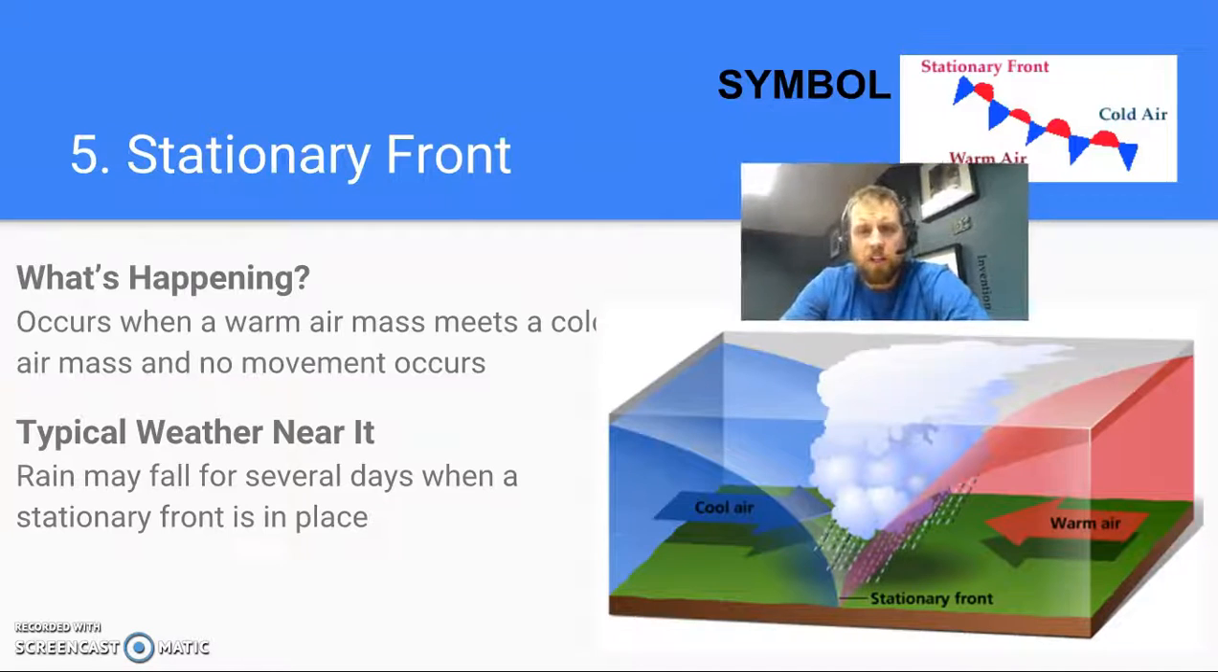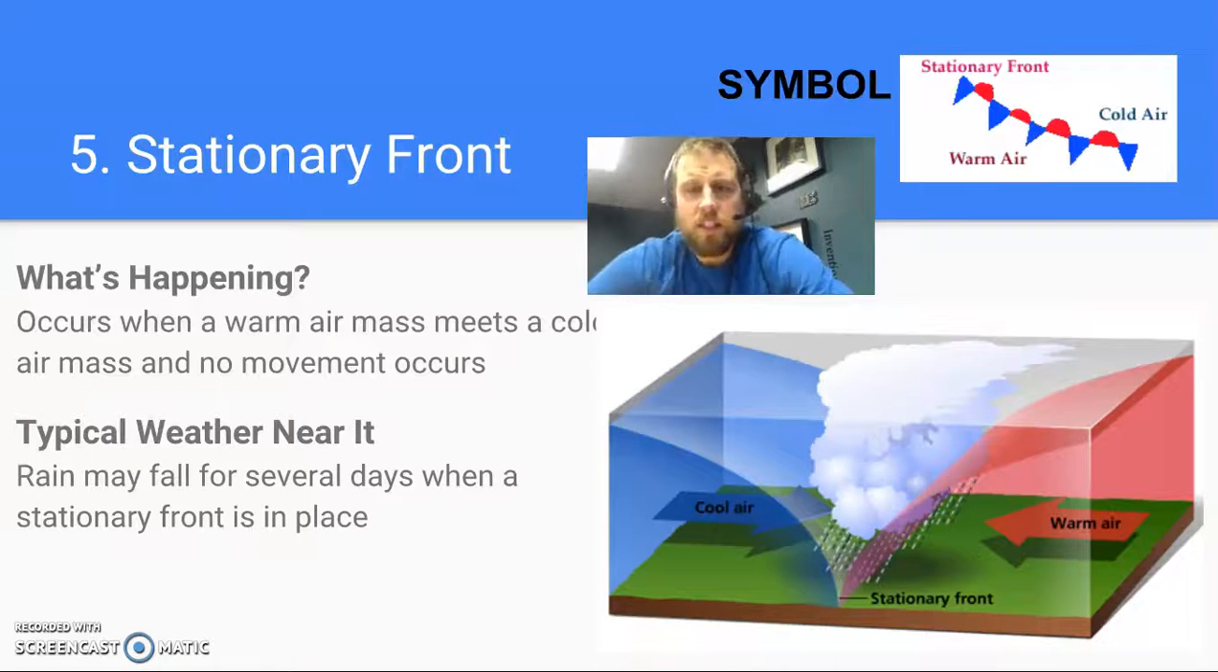Okay, last one we're going to look at is called a stationary front. So a stationary front, again, here's your symbol. Stationary means that it's not moving, so we don't really have any moving air here. But you got cold air on one side, you got warm air on the other. Now notice that you have triangles going one direction, and then on the opposite direction you do have those red circles. So make sure that your symbol looks exactly like this. This is called a stationary front. Stationary, it's not moving.